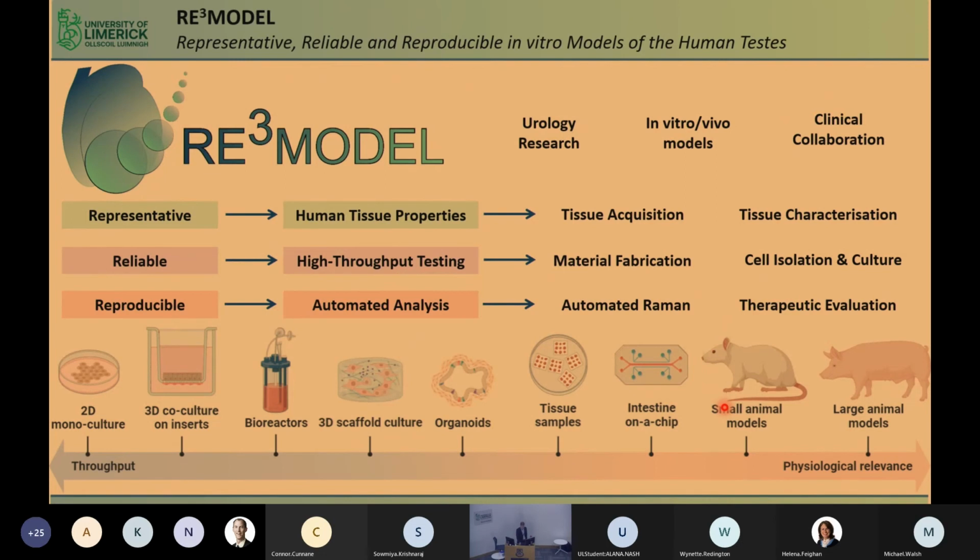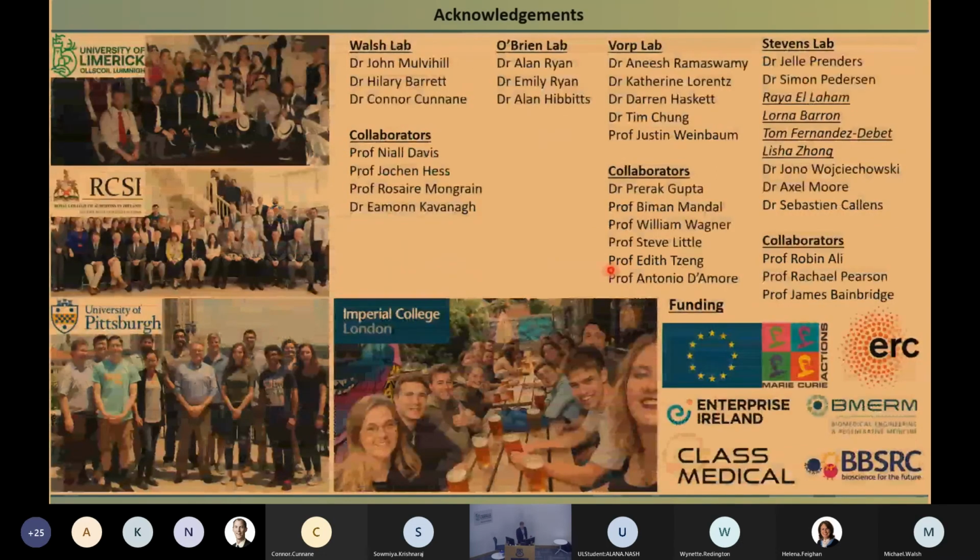So with that, I would like to make a lot of acknowledgements. University of Limerick, RCSI, University of Pittsburgh, Imperial College London. There are a lot of names here. There should be a lot more names here because this work was done with the help of a lot of people, and I'm taking credit for it now, but it's certainly a collaborative effort between a lot of people, and also to acknowledge my very generous and trusting funders. So thank you very much, everyone.